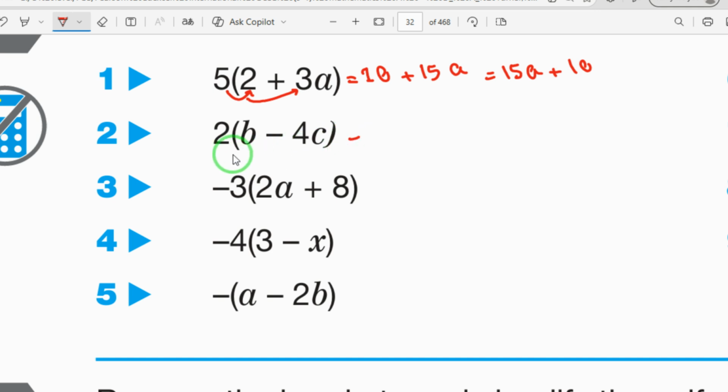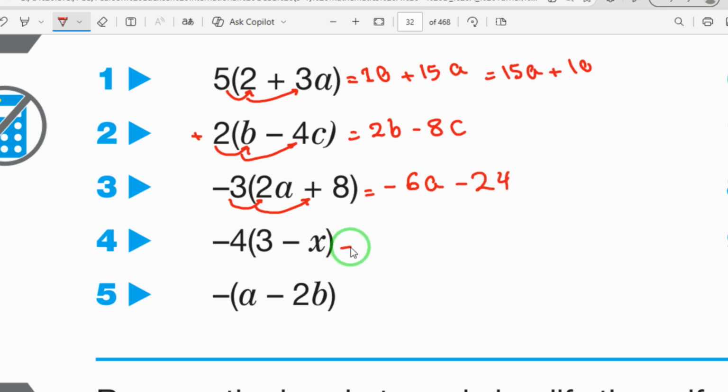Question number 2, we multiply 2 times b. We write here 2b. Then we multiply by the second term, positive multiplied by negative, negative. 2 times 4 is 8. We write here 8c. Question number 3, we multiply negative multiplied by positive, negative, right here negative. 3 times 2 is 6a. Then negative multiplied by positive, negative, right here. 3 times 8 is 24.